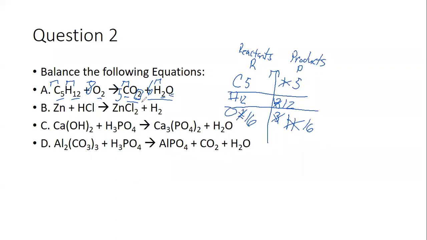Do you have to stay balanced to the lowest increment possible? Yeah, so for example, technically it is balanced if you say 2, 16, 10, 12, but you have to divide everything by 2. You have to go to the lowest amount that you can.